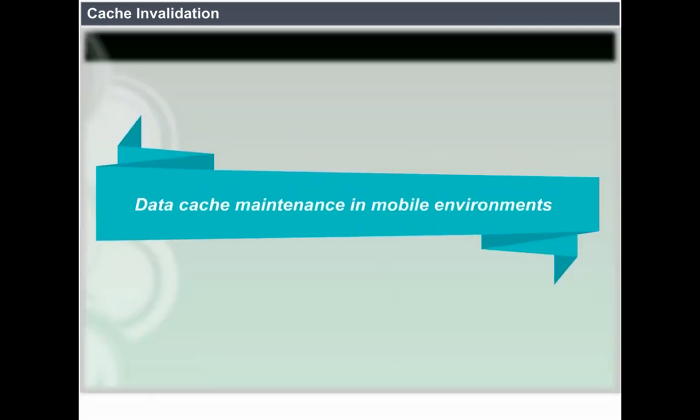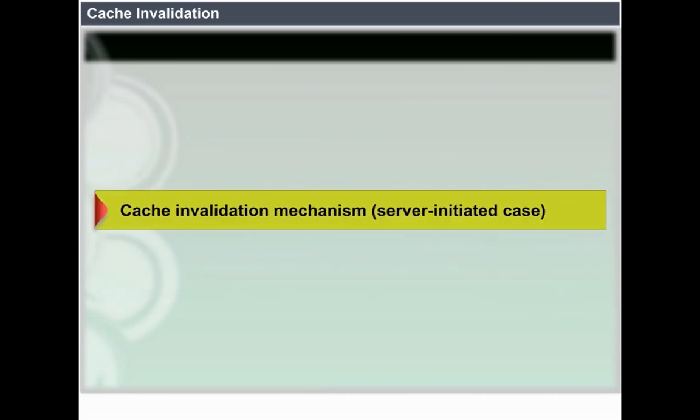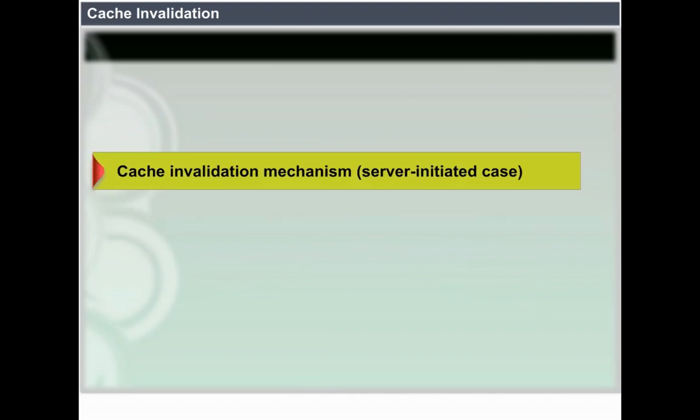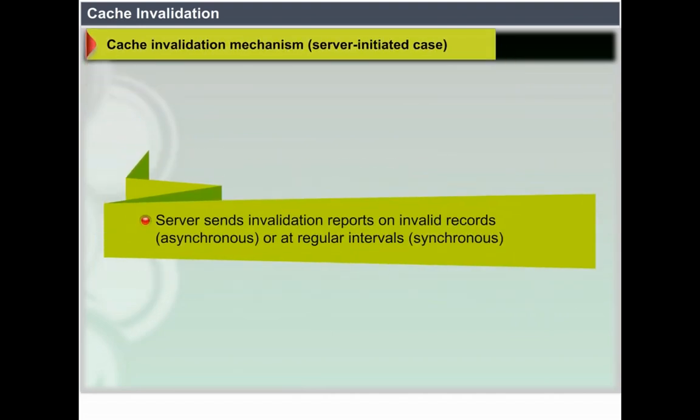Data cache maintenance in mobile environments. Cache invalidation mechanism, server-initiated case. Server sends invalidation reports on invalidation of records, asynchronously or at regular intervals synchronously.